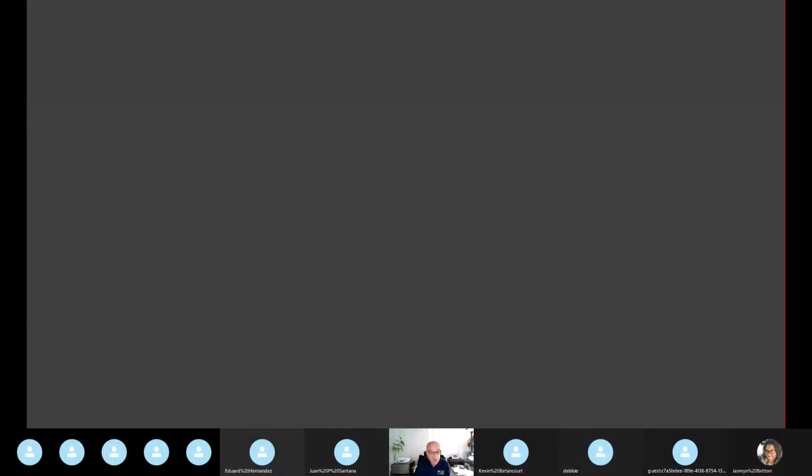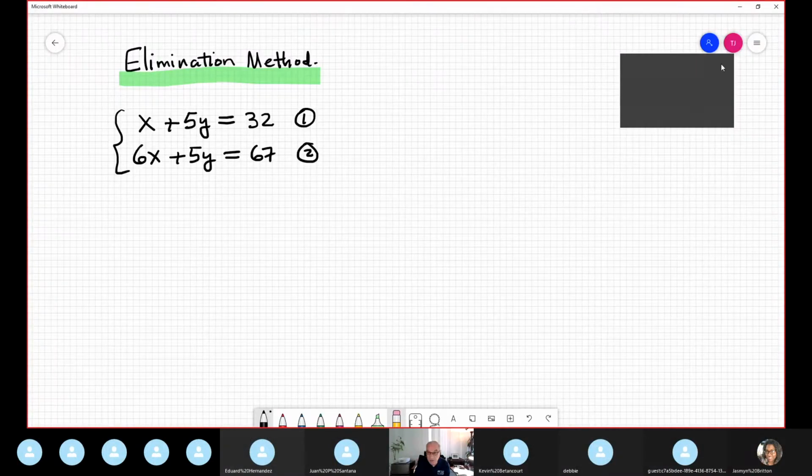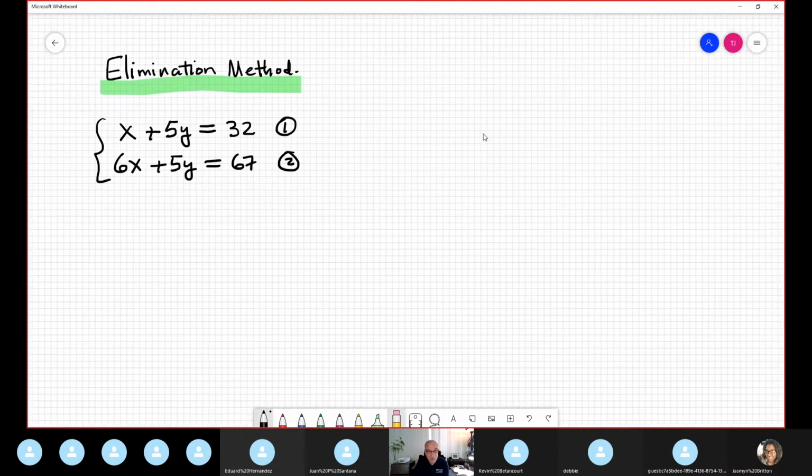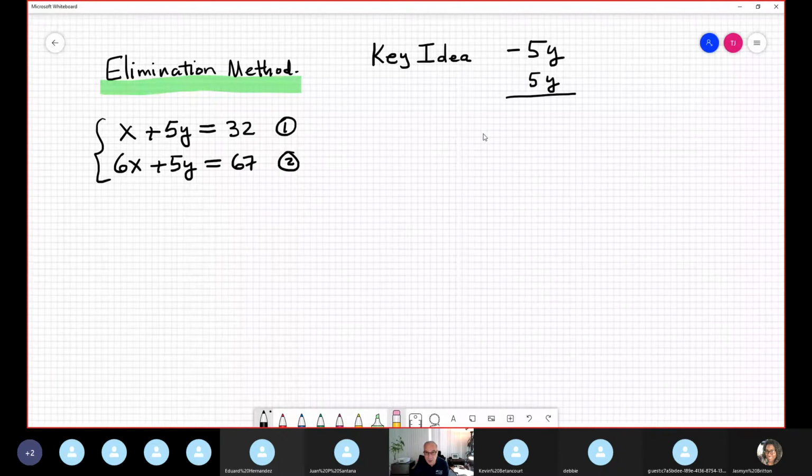Okay, in my opinion, the more efficient way is elimination. So elimination, what is the idea? What is the key idea for elimination? Well, the key idea is, if you have, for example, 5y and negative 5y, positive 5y, when you add by column, it is 0. They cancel out. This is the key idea for elimination.